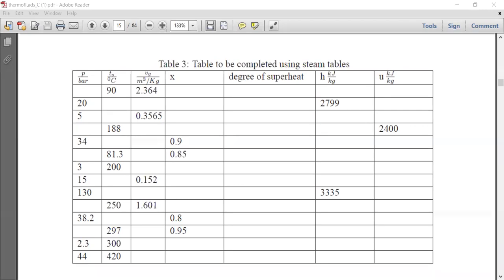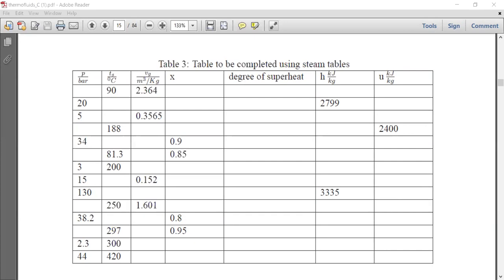This is table 3. This says complete table 3 using steam tables. Insert a dash for irrelevant items. There can be irrelevant items, so then you insert a dash and interpolate where necessary. Interpolate where necessary means, I believe you have the steam tables as well.